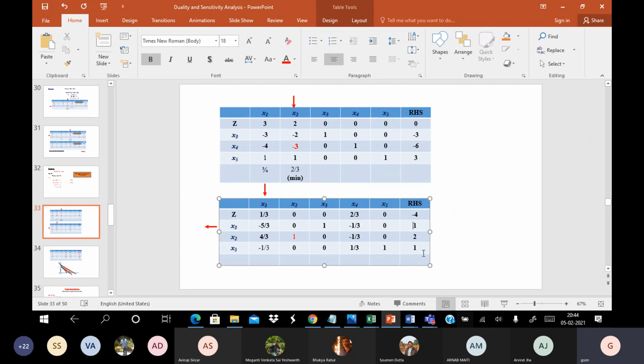So graphically, have you plotted? Anybody else who has done this? Are you getting the same thing? I got the same thing, sir. So just check graphically whether this is the minimum solution or not.